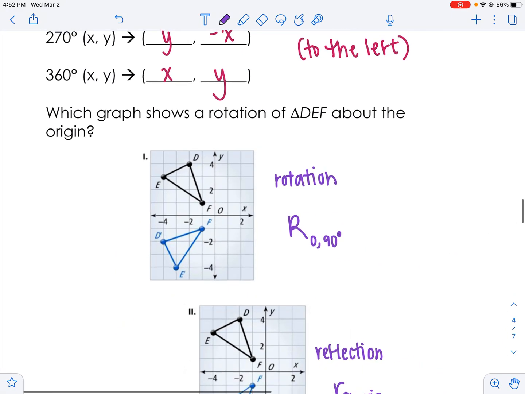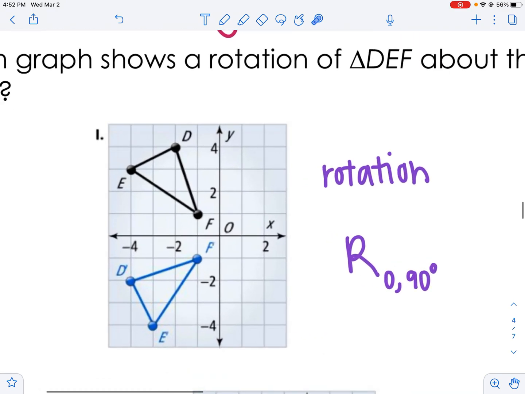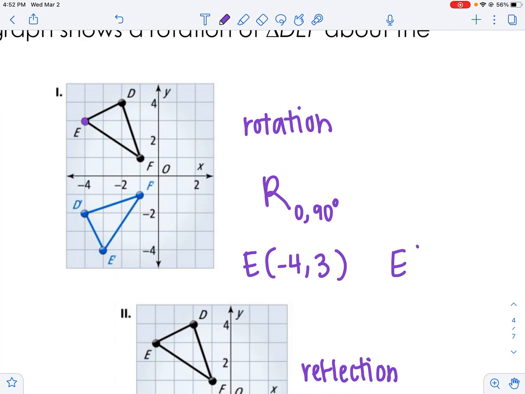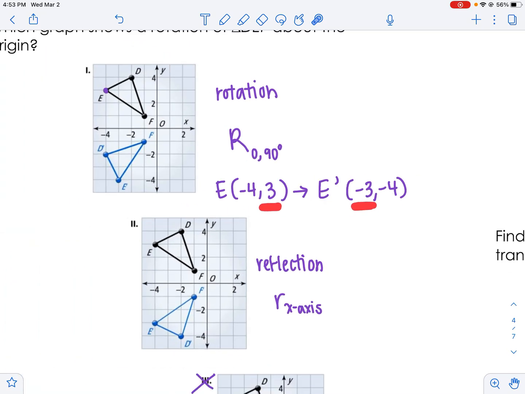Now, rotations all come down to our formula up here. And so here's the way that it works. If I look at, let's just use point E for example. E originally is at negative 4, 3. Whereas E prime is at, if I count, negative 3, negative 4. So what changed? Well, the x-coordinate became the y-coordinate, and the y-coordinate became the x-coordinate, but it was made negative.